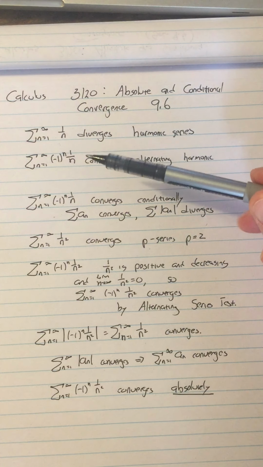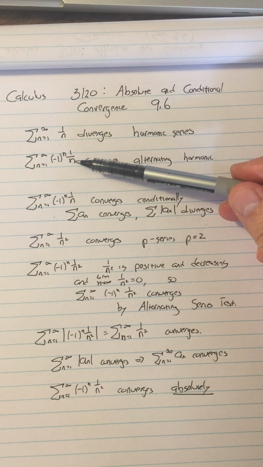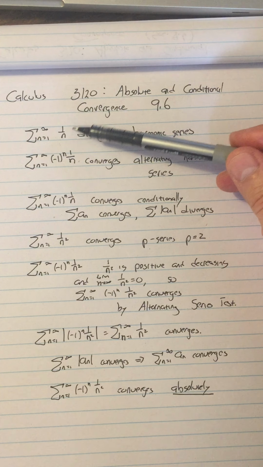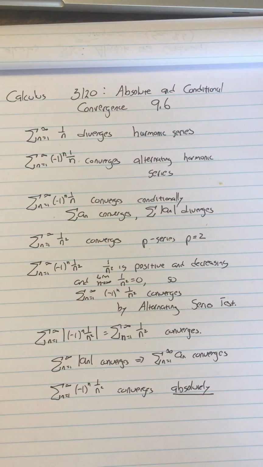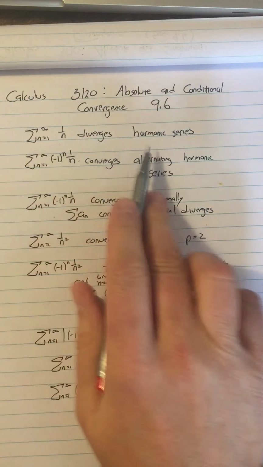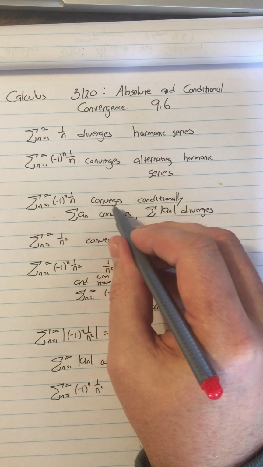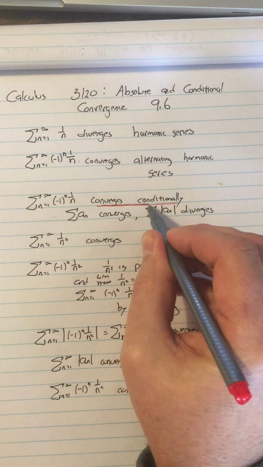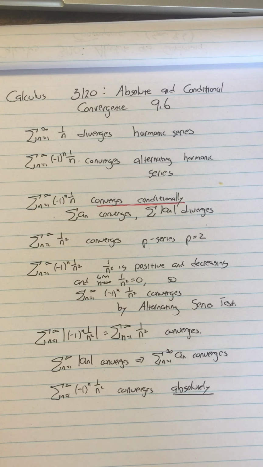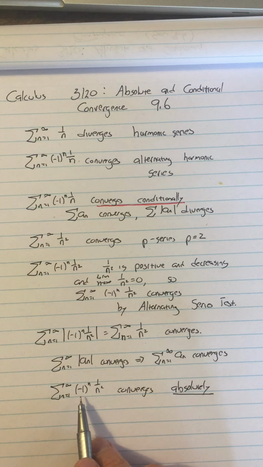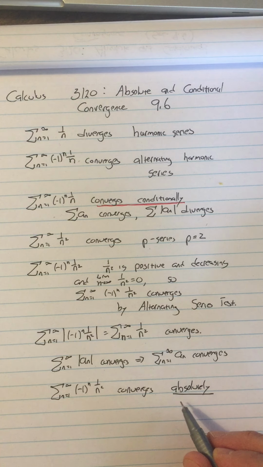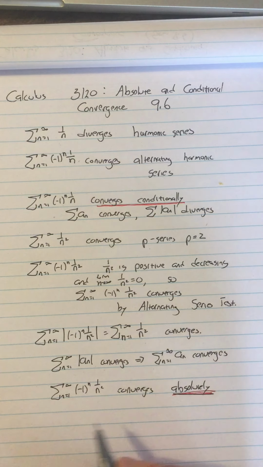If you compare that to the harmonic series, the alternating harmonic series converges, but the absolute value of the alternating series, which is the harmonic series, diverges. So we say that the alternating harmonic series converges conditionally. That's another nice little poetic thing you can say. It converges conditionally. But the sum of negative 1 to the n of 1 over n squared converges absolutely. That means not only does this alternating series converge, but so does its absolute value.